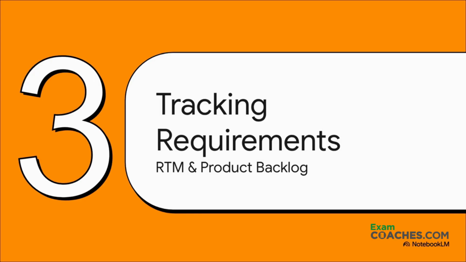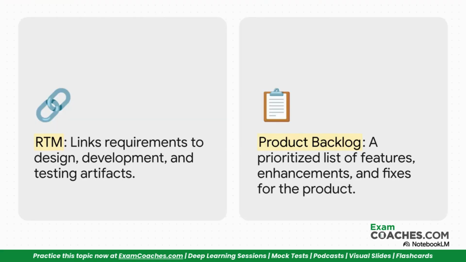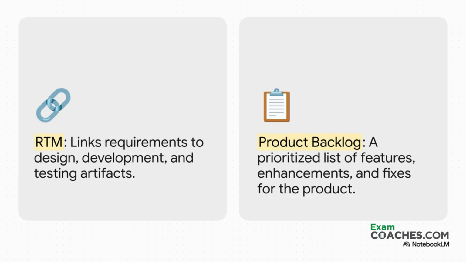Okay, so you've gathered your requirements. You use the right tools, the right approaches. Fantastic. But guess what? The job is not done. Now, how do you make sure nothing gets lost or forgotten along the way? The final piece of this puzzle is tracking. And this is where two really critical artifacts come into play, the RTM and the product backlog. I want you to think of the RTM as your project's audit trail. It connects every single requirement back to where it came from. The product backlog, on the other hand, that's the team's living, breathing, prioritized to-do list. One ensures traceability, the other drives action.